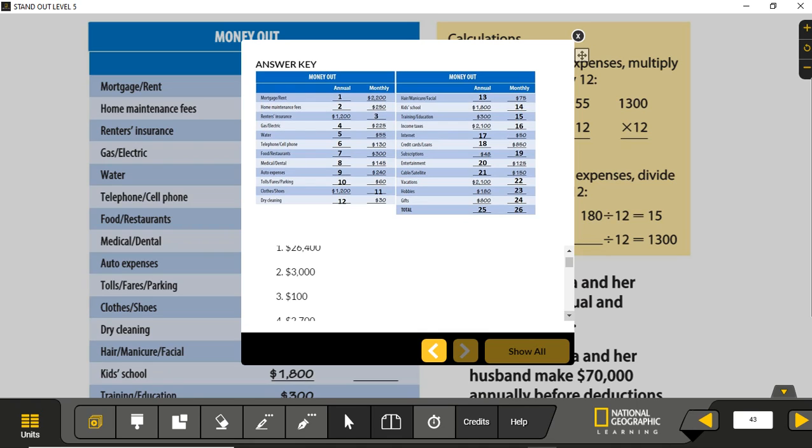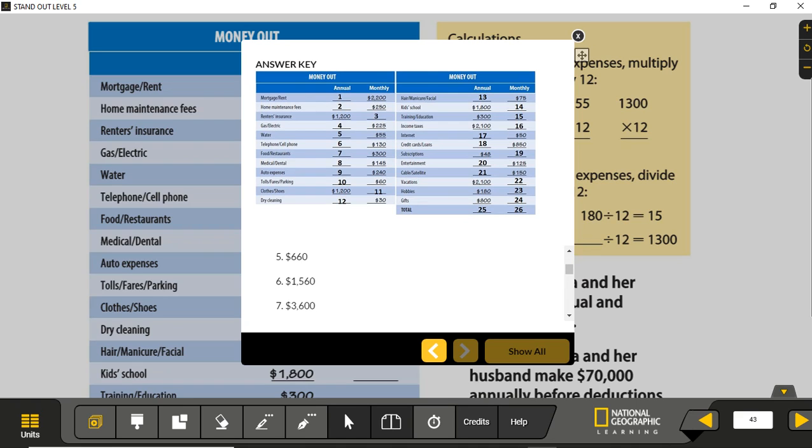Number 3 is 100. Number 4 should be 2,700. Alright, make sure you pause the video. I'll probably go through all these so you can figure them out. Okay. Number 5 here would be 660.